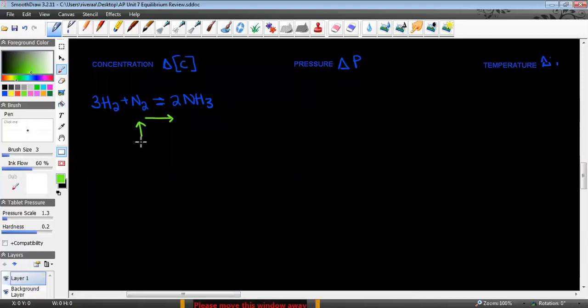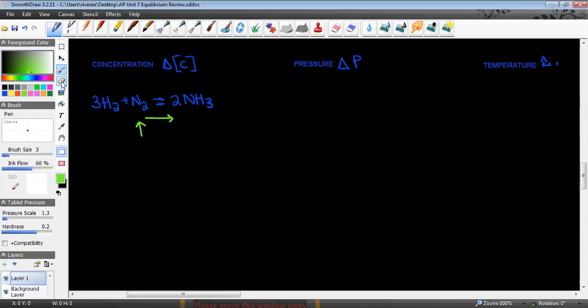Okay, so if you were being asked what would happen to these concentrations as this shift occurred, the NH3 concentration would go up and the H2 concentration would go down as the additional N2 starts to get used up, but these would all come back to equilibrium.